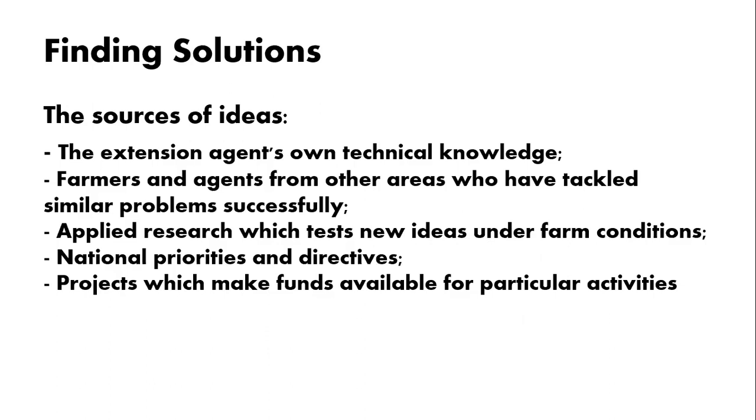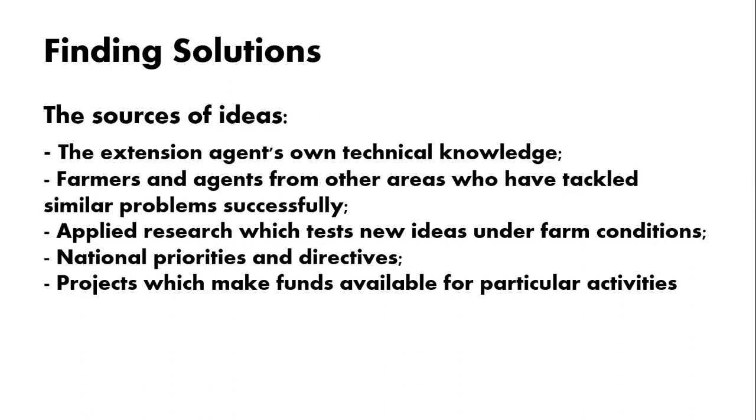Finding solutions: you know that you have a source of data. After that, extension agents have technical knowledge regarding the area they are going to implement, right? Extension agents have technical knowledge, and there are farmers and agents from other areas who can tackle similar problems successfully. That means the way you find the solution is you can find similar cases and how they were resolved. So that is one way you can find solutions for the problem.